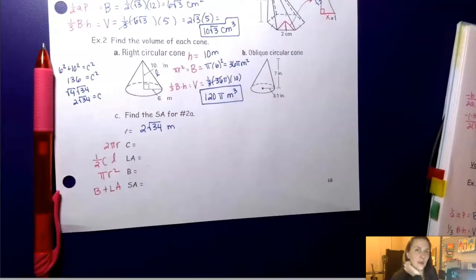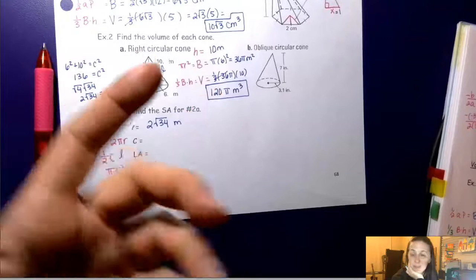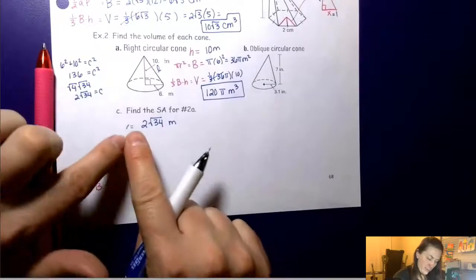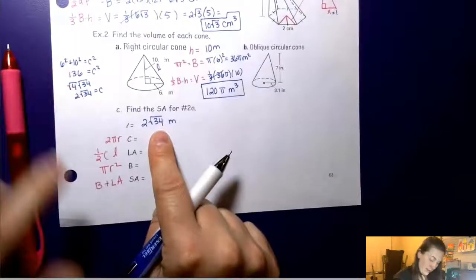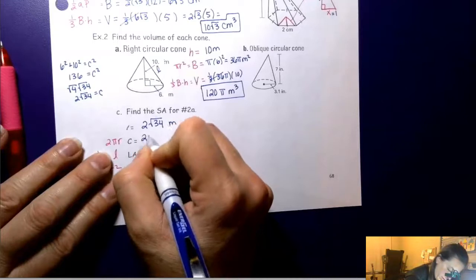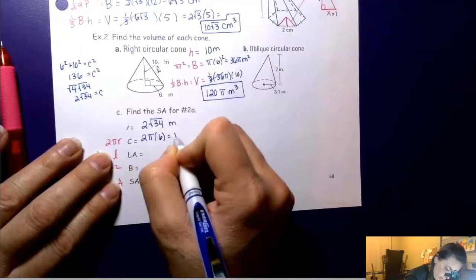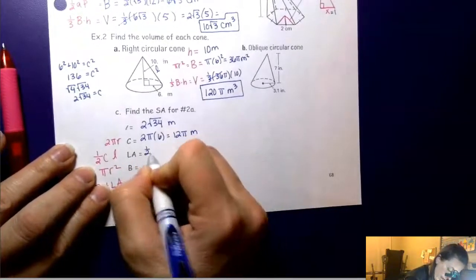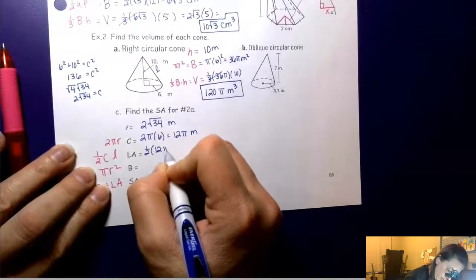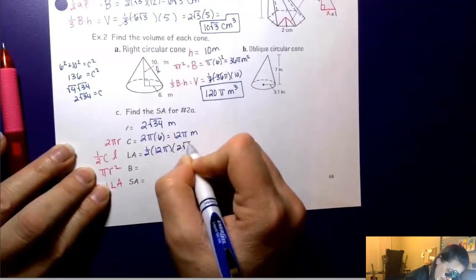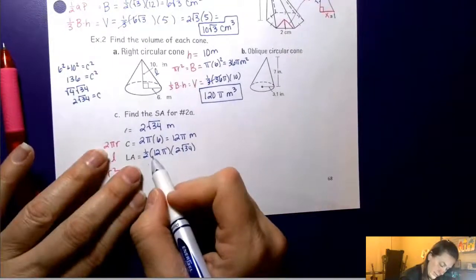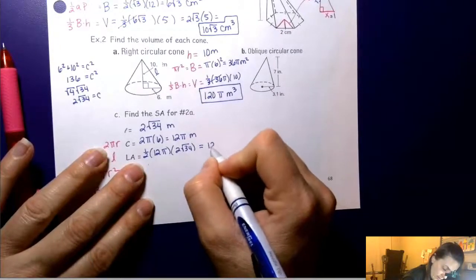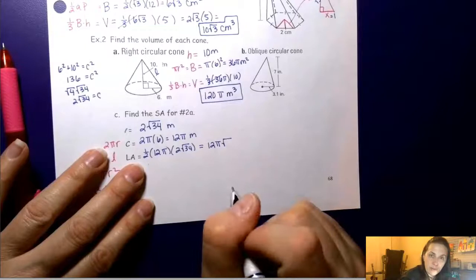So actually starting with volume was probably a little bit easier. It was just a little bit easier work, so it's kind of nice. Down here, now for the slant height I had to use the Pythagorean theorem, got the slant height. My circumference is going to be 2 pi radius, or 12 pi meters. Lateral area is going to be 1/2 my circumference times my slant height. I get 6 times 2, I get 12 pi, don't forget your pi, square root of 34 here.